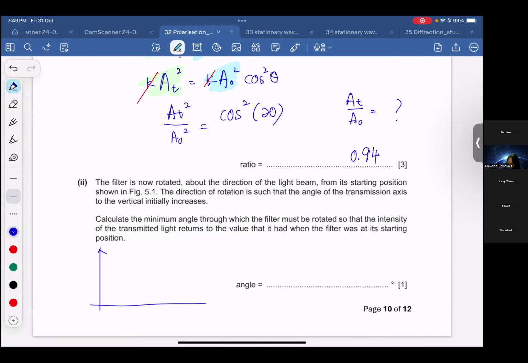Here. Go to here. Go up, then go down, go up. Okay, this is 0. Here is 90 degree. This is intensity, and this is the angle.